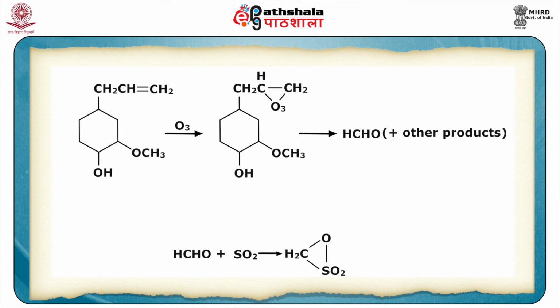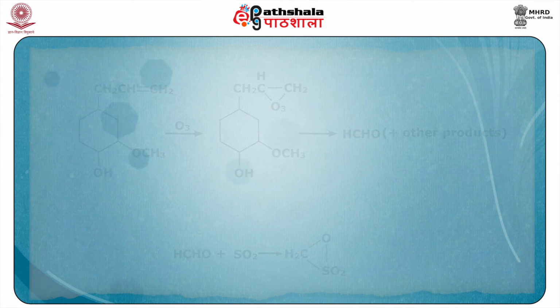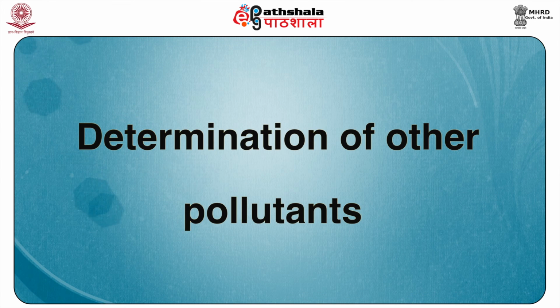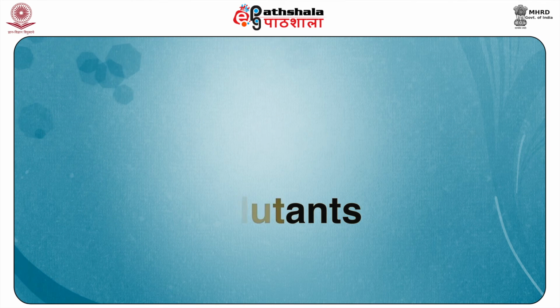There is also a rapid, reliable, and specific method for ozone determination. In this method, the final product is determined spectrophotometrically by using pararosaniline hydrochloride. Now, how can we determine other pollutants, because there are other pollutants which are also present in our atmosphere? Yes, we can do it.